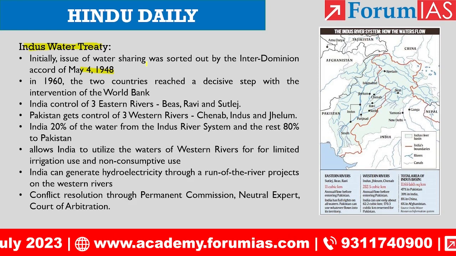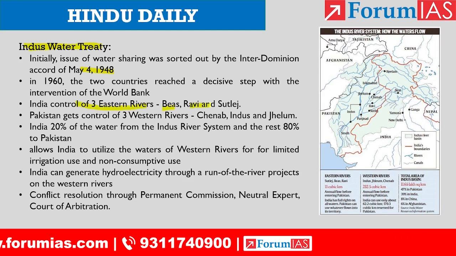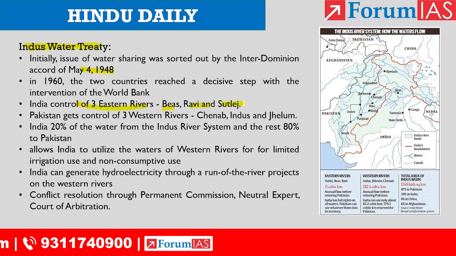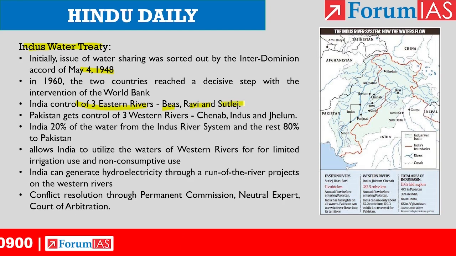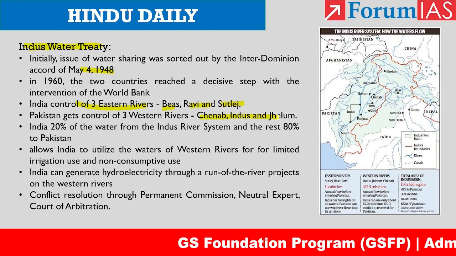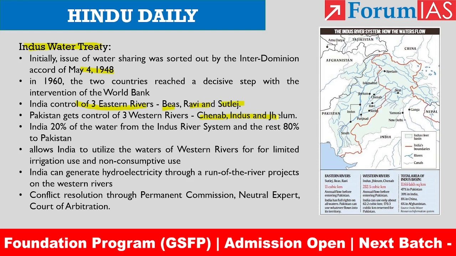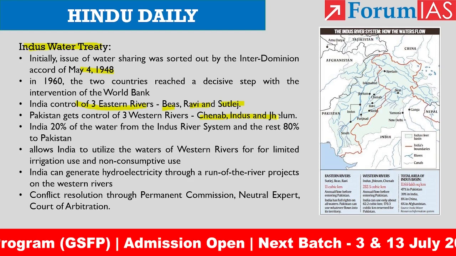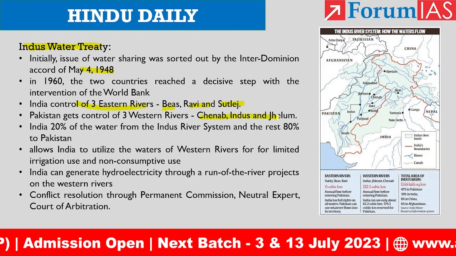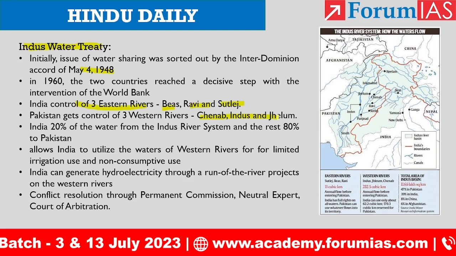The treaty gives India control of 3 eastern rivers. They are Beas, Ravi and Satluj with a mean annual flow of 33 million acre feet. Then Pakistan gets control of 3 western rivers. They are Chenab, Indus and Jhelum with a mean annual flow of 80 million acre feet. To be precise, the treaty gives India 20% of the water from Indus river system and the rest of 80% is given to Pakistan.